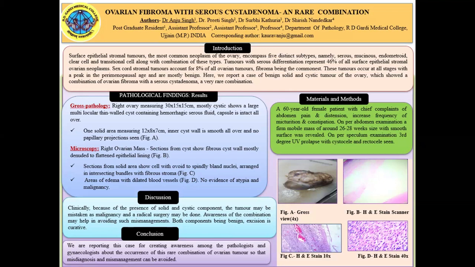The material and method: a 60-year-old female patient with chief complaints of abdominal pain and distension, increased frequency of micturition, and constipation. On per abdominal examination, there was a mobile mass of around 26 to 28 weeks size with a smooth surface. On per speculum examination, there was third degree uterovaginal prolapse with cystocele and rectocele.